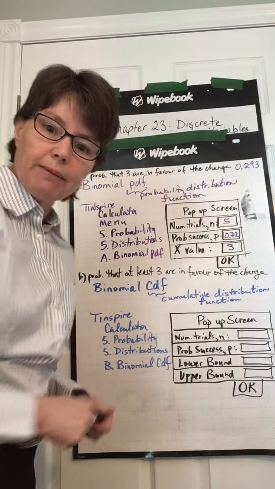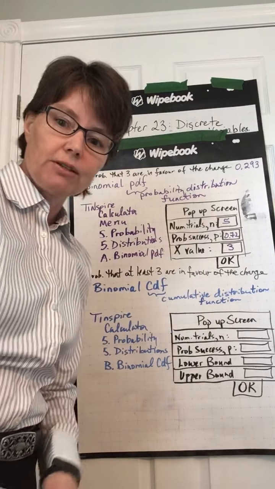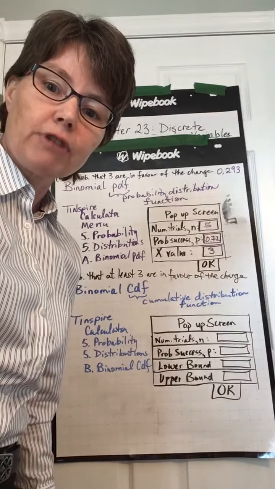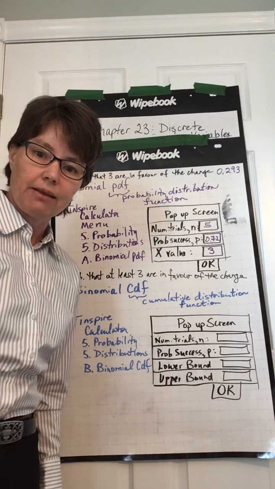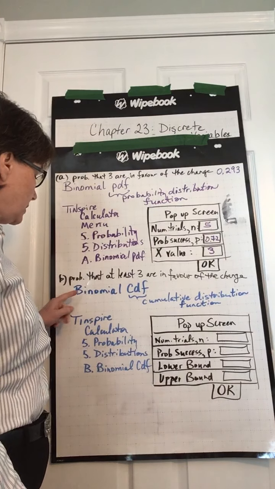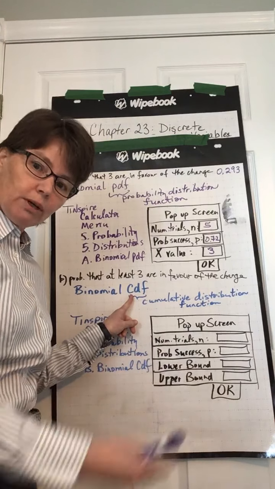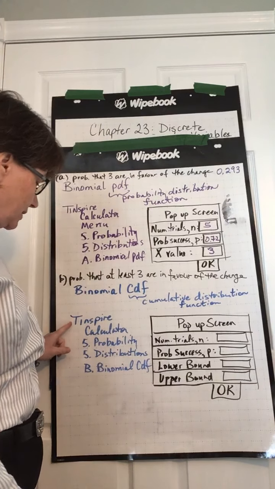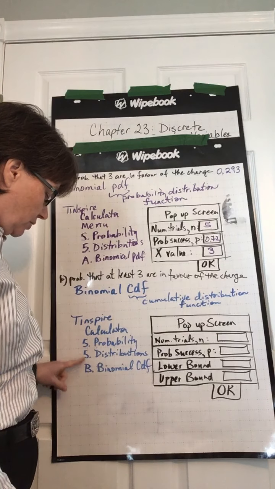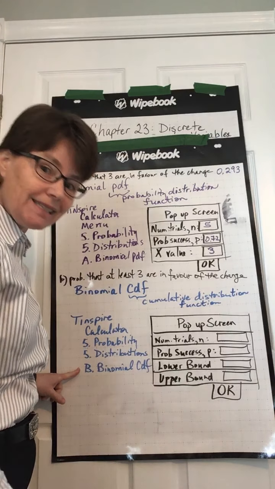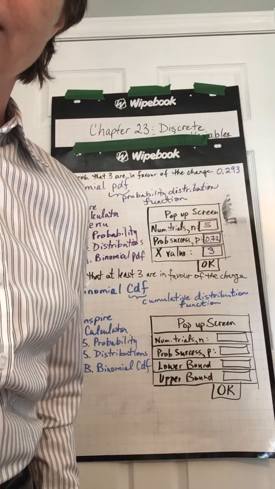All right, next part. Part B, probability that at least 3 are in favor. So with your calculator, you can do a range of numbers instead of doing each of them out separately like this and then adding them together. We can do a range of numbers by looking at binomial CDF, C for cumulative. So looking at more than one term and adding those together. So TI Inspire calculator, 5 probability, 5 distributions, B binomial CDF, and then this pop-up screen appears. So let's take a look at that.